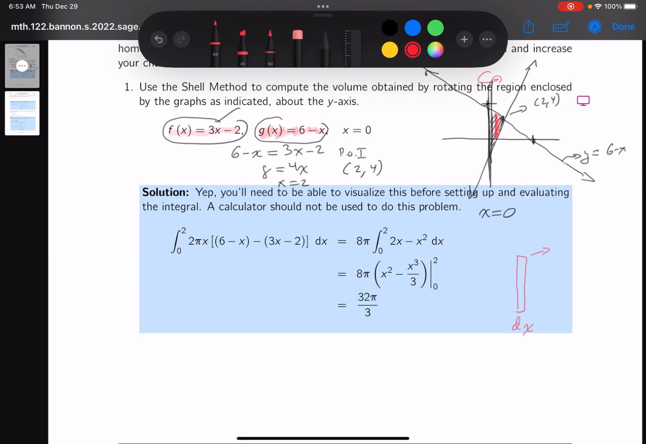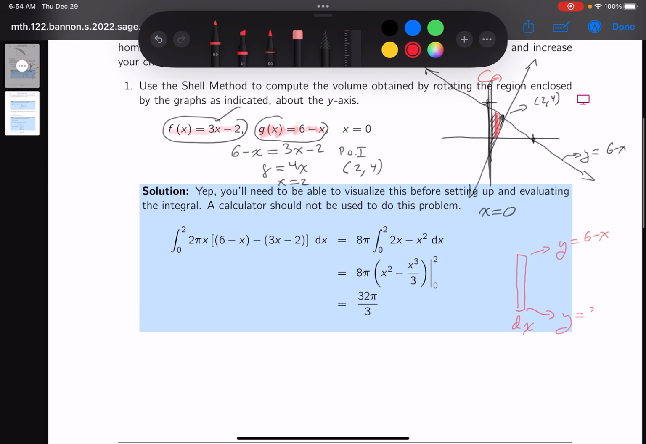The top of that rectangle is going to be the curve y equals 6 minus x. And the bottom of that rectangle is going to be y equals 3x minus 2. The height of this is going to be the upper, 6 minus x, minus the lower. And that doesn't look too bad, right? What do you get over there? Do we get 8? Let's see. Minus 3x, minus, that's minus 4x, right? Yeah. Okay. What are we going to do with this rectangle?